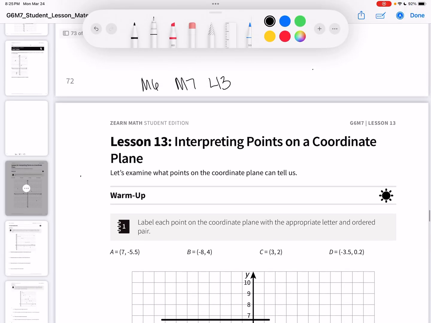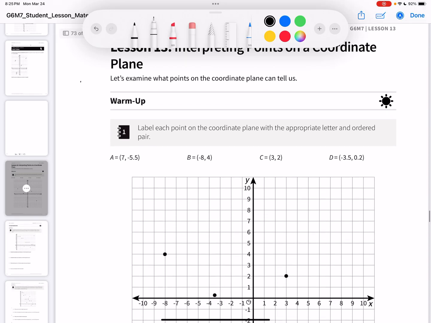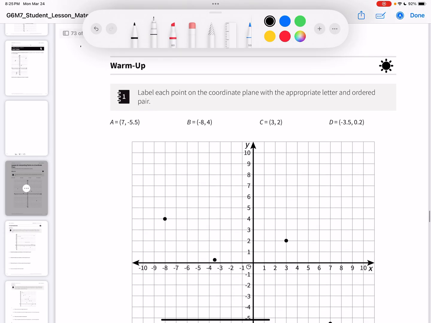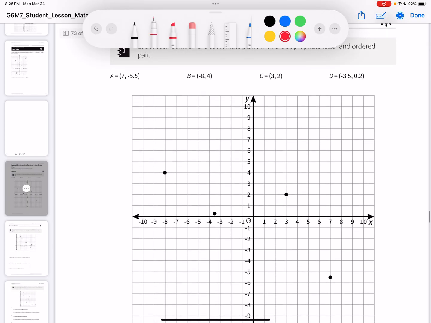All right, today we're doing Math 6, Mission 7, Lesson 13, Interpreting Points on a Coordinate Plane. All right, for our warm-up today, it says label each point on the coordinate plane with the appropriate letter and ordered pair.